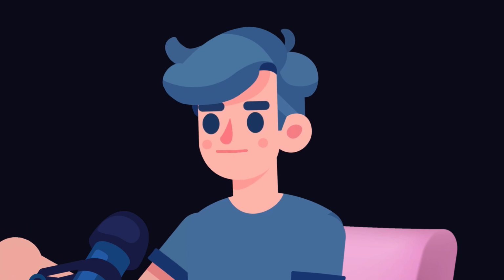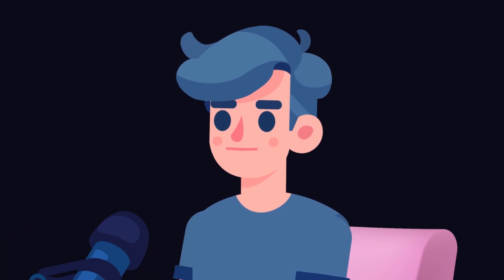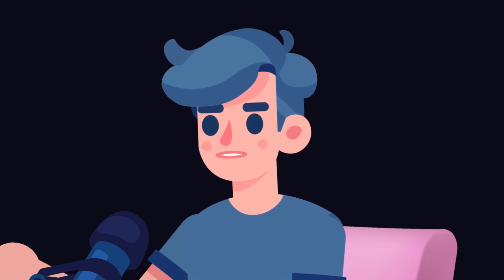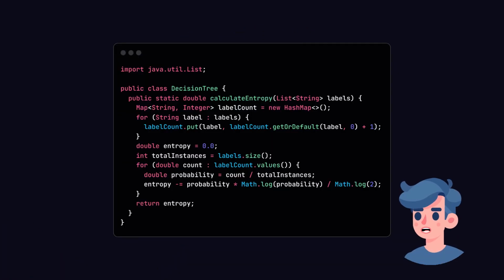Before we dive into coding, let's briefly discuss the key concepts associated with decision trees, such as entropy, information gain, and how to avoid overfitting. Entropy measures the impurity of a dataset. The more mixed the classes in a subset, the higher the entropy. Mathematically, it's defined as follows.